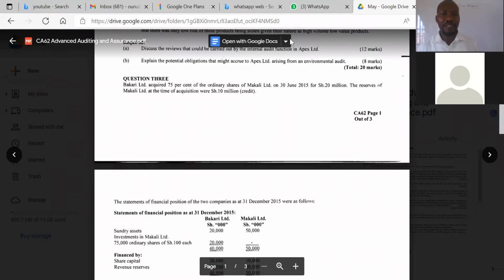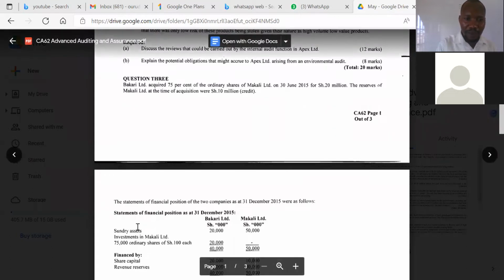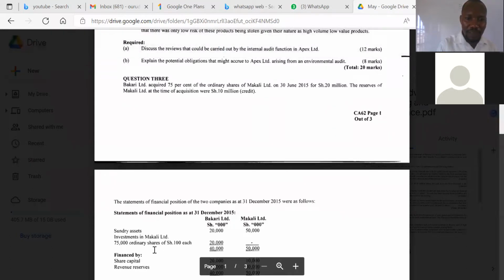It says Bakari Limited acquired 75% of the ordinary shares of Makali Limited on 31st June of 2015 for 20 million. The reserves of Makali Limited at the time of acquisition were 10 million. The statements of financial position of the two companies as at 31st December 2015 were as follows. So we have the sundry assets, investment in Makali, then 75 ordinary shares at par value of 100,000 each.